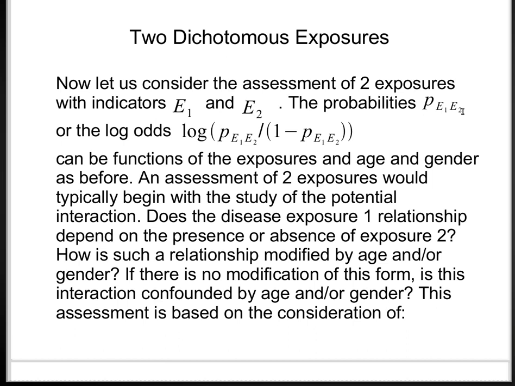And then if there is no modification of this curious form, is it possible then that such an interaction could be confounded by age and or gender? Okay, so it would be the same as before. If we rule out interaction, if we rule out modification insofar as how it impacts on interaction, then we can explore whether or not that particular interaction is confounded by age or gender. Okay.